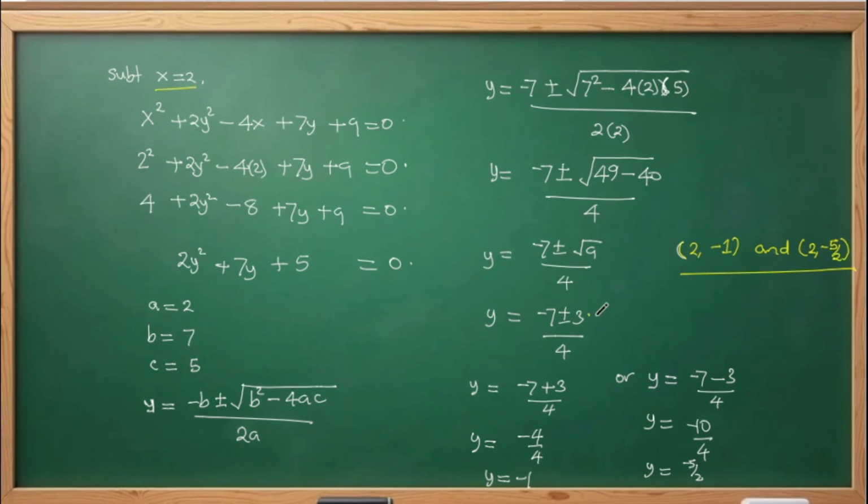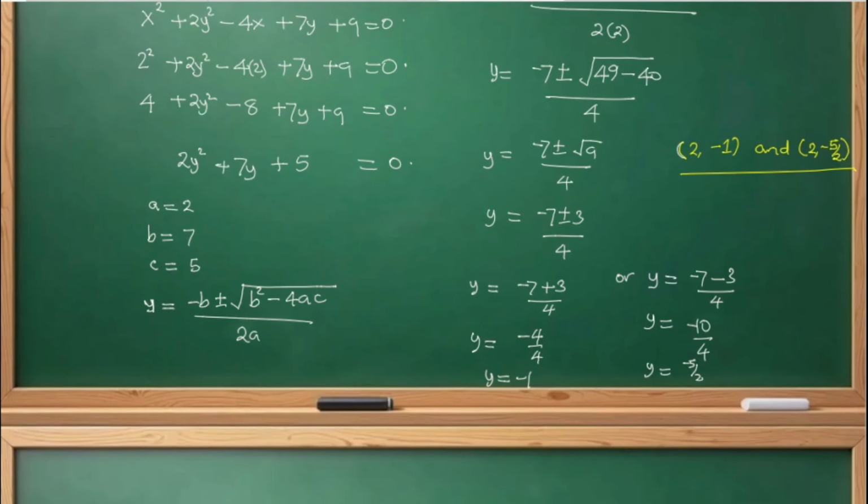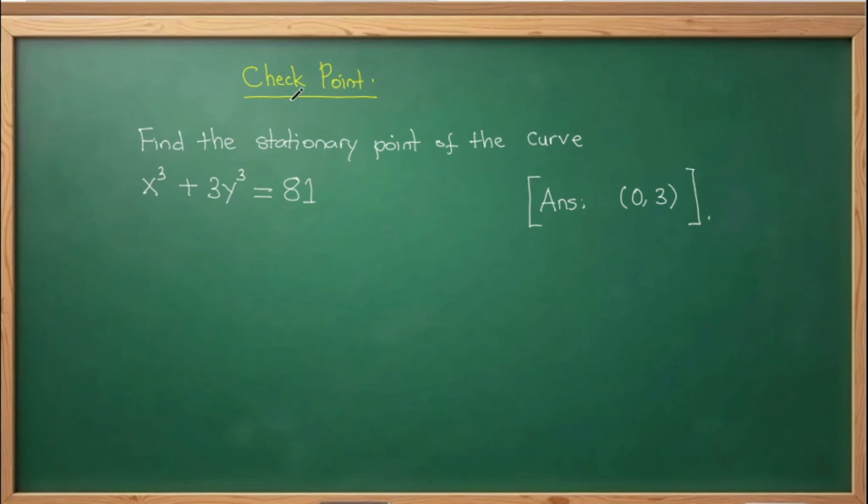But before we hop out of this video, let's take a look at a checkpoint, and I'll give you the answer as well. In this checkpoint, it says find the stationary point of the curve x cubed plus 3y cubed equals 81. And here's the answer. So please go ahead and work out this problem following the same steps like what we have done in questions A and B, such that you will obtain something similar to what we have here.